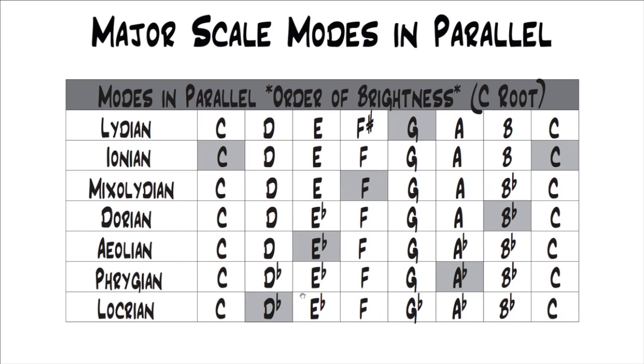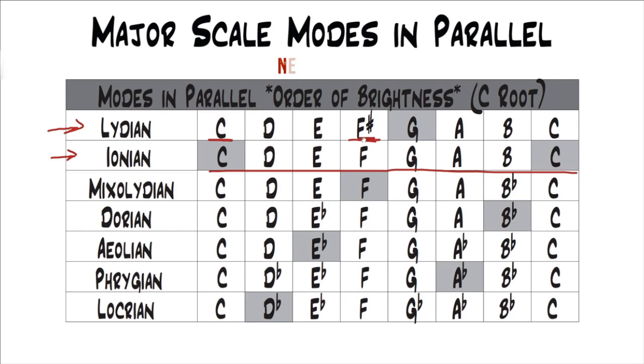Or another way to look at it is in order of brightness, and that makes it a little easier to visualize. So order of brightness just means that the brightest has a sharp, and then you go down through no sharps and then flats, and the flats make it darker. So for example, you'd start on Lydian. We're in the key of C, so we're looking at everything with the C root. So these are looking at C in parallel. Lydian is your brightest mode because it has one sharp and no flats. Ionian, you just flat this sharp to get the Ionian mode, and then you have no sharps and no flats, so it's just the major scale.